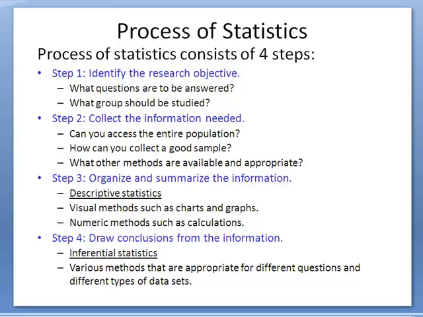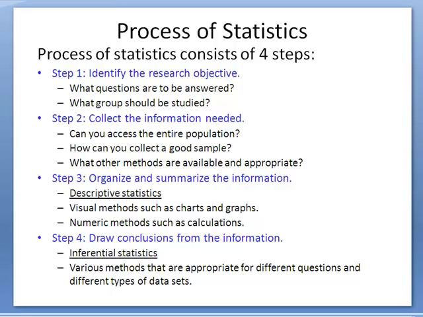Now, the process of statistics consists of 4 steps. Identifying the research objective. In other words, what's the question? We just don't go out and collect data for no reason, so we have to have some sort of objective. How do we collect the information that's needed? Organizing and summarizing the information, and then drawing conclusions from that information. Now, in step 1, identifying the research objective, what questions are to be answered, and what groups should we be studying? Collecting the information needed, can you access the entire population? If you can't, then how am I going to collect a really good representative sample of the population? And what other methods are available and appropriate?